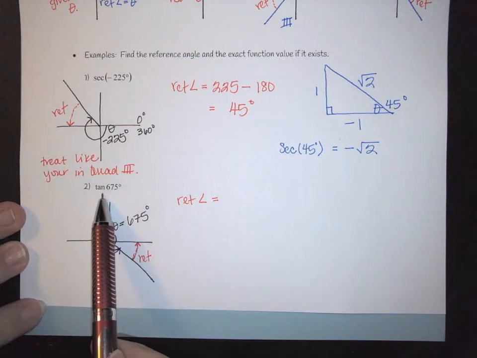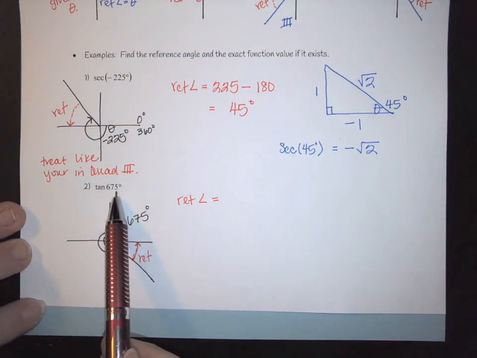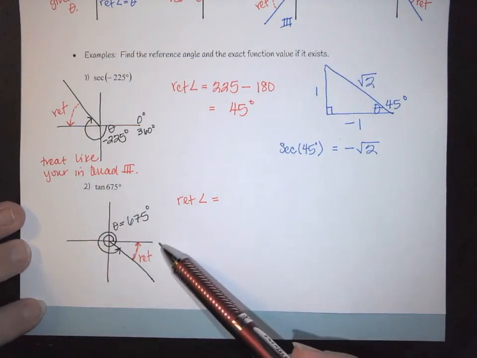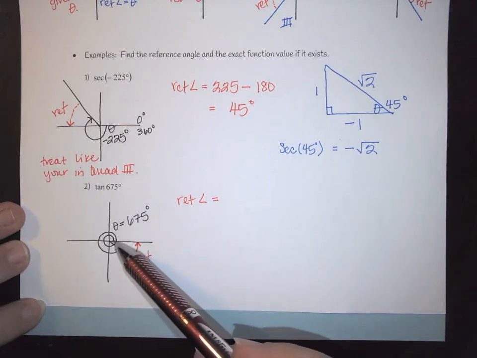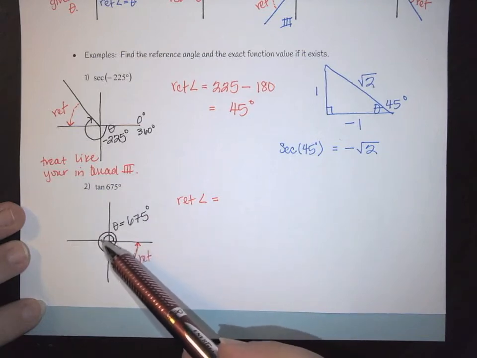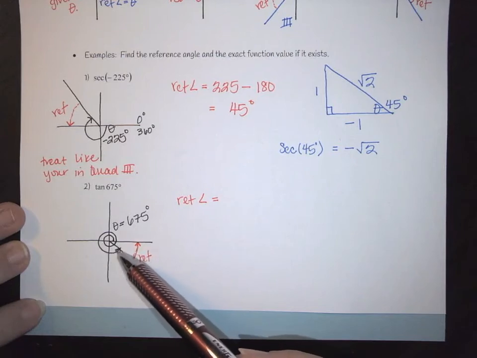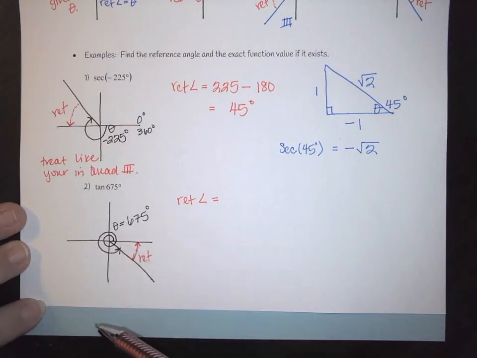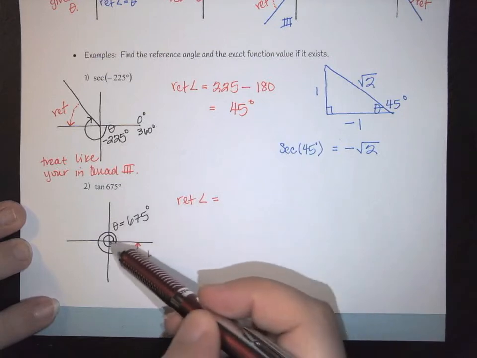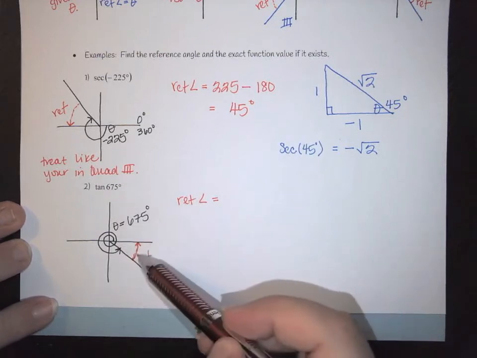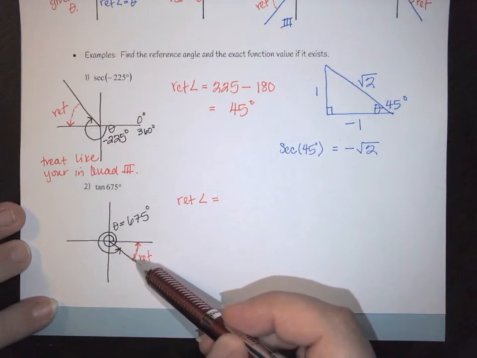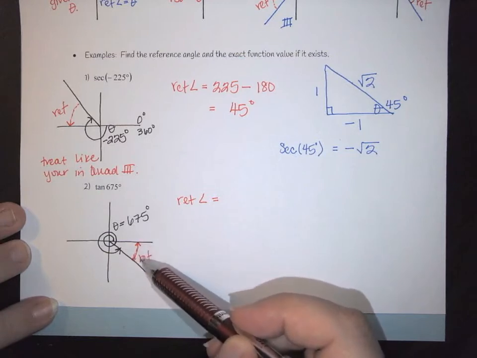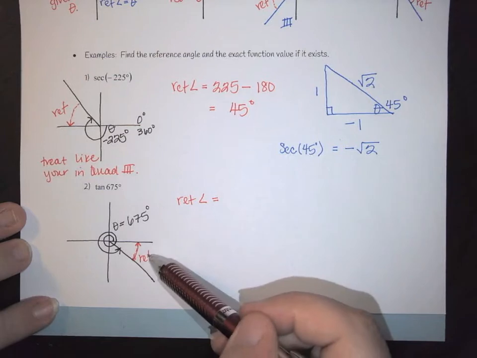So in this problem, we're looking at the tangent of 675. What you can see here is that I've already drawn my coordinate plane, and I went ahead and rotated 675 degrees, which is almost all the way to 2 times around. And so we're left with being here in the 4th quadrant. So that means this little spot right here between that terminal side and your x-axis is your reference angle.